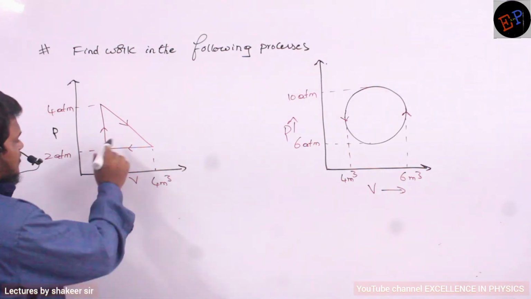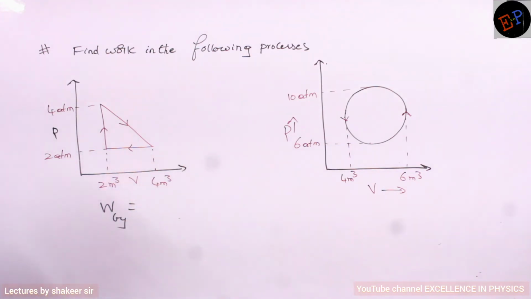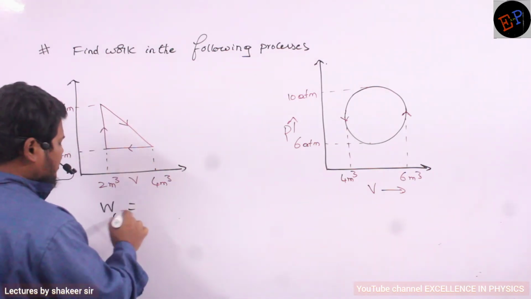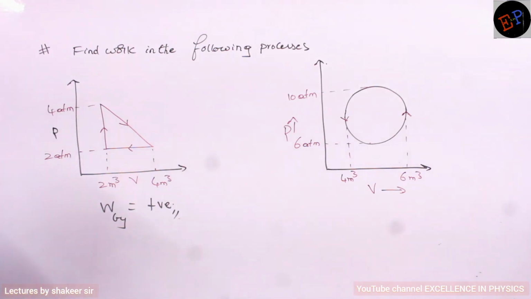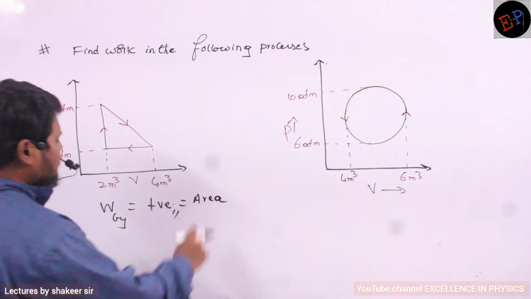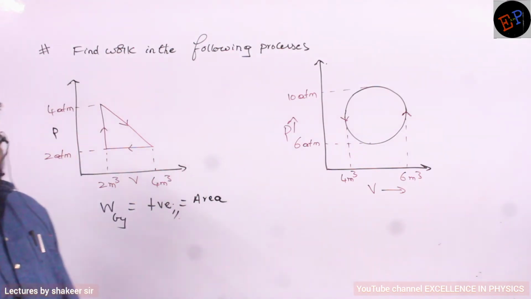First of all, can you say whether the work done by the gas is positive or negative? Positive. How can you say? Clockwise graph. Because this is a clockwise graph, work done by the gas is positive. And how much will be the work done? Work done is nothing but the area under the graph. What is the shape of this area? Triangle. So what is the area of a triangle? Half into base into height.